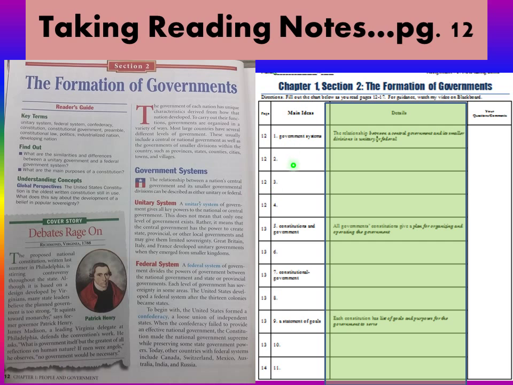So a unitary system gives all key powers to national or central government. You could just put that right here: all key powers to national or central government.